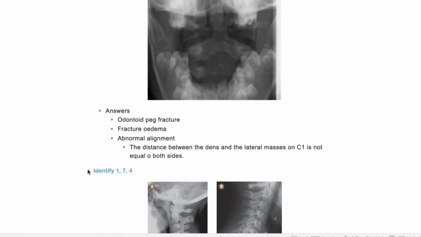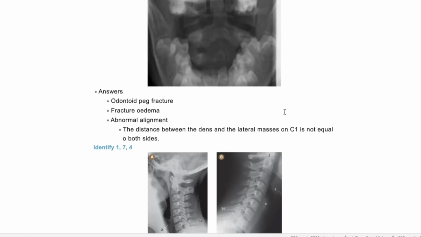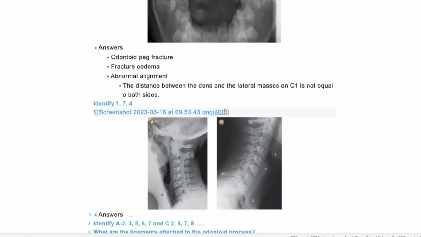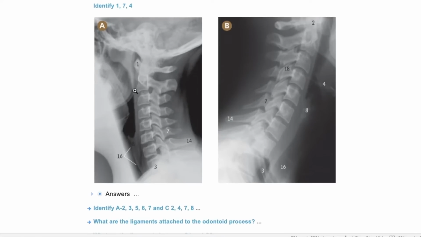Can you identify 1 in this picture? Can you see it clearly, or do you want me to enlarge it? Can you please magnify this? One sec. I'll do that now. That's the maximum I can get. Sorry. 1. Okay, that's the anterior arch of atlas. Okay. What about number 7? 7 is lamina of C6. Okay. And what about 4? That's hyoid bone. Okay. Well done.